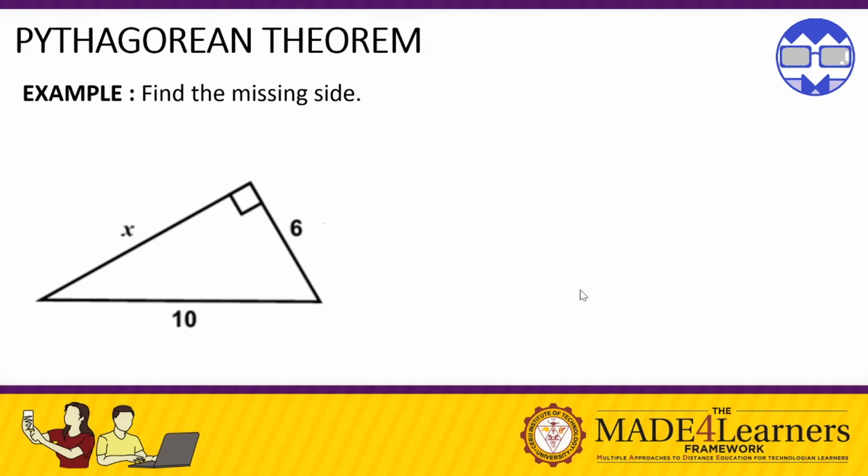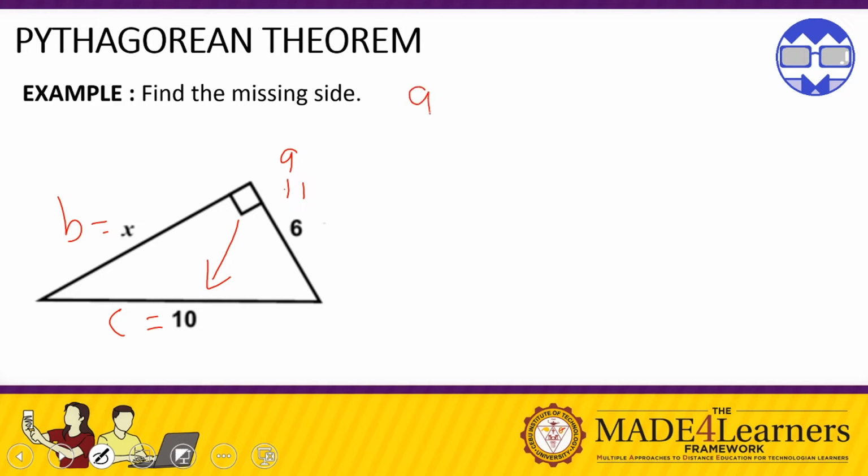Let's have example number 2. Again, determine the elements. Obviously, what is opposite the 90-degree angle will be our C. Either we'll have A as our 6, or we can also set it to B. In our scenario, we'll just use A, meaning we're going to solve for B.